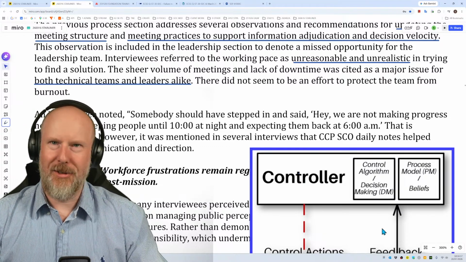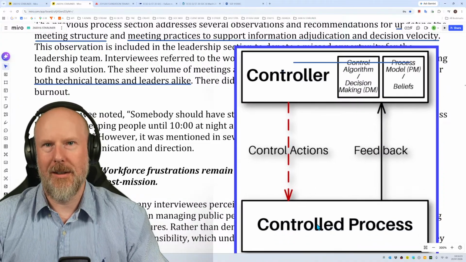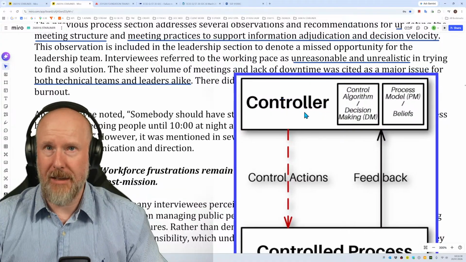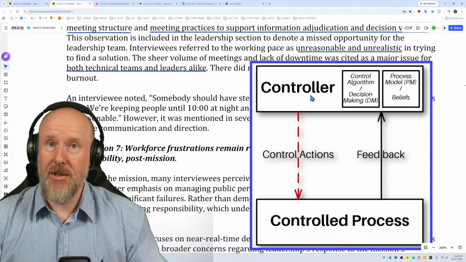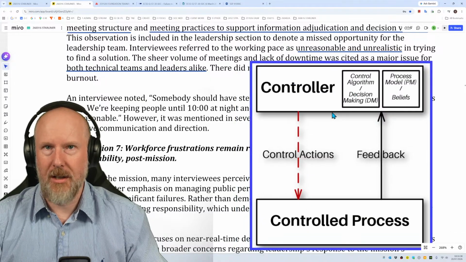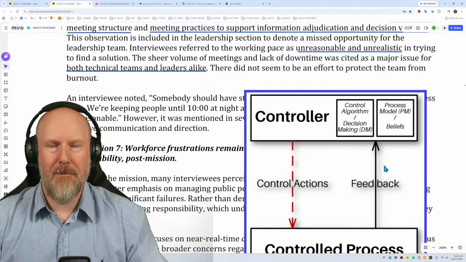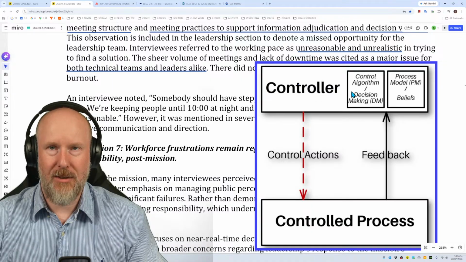Okay, so let's use STAMP to manage the hazard of burnout. So who is the controller that controls the burnout or the potential for burnout in a team? Who has that responsibility? Is it the individuals themselves? I would say to some extent, yes. So what can individuals do to manage their potential burnout risk? But also, what can the leadership do to manage that burnout risk? What decisions do they need to make? What information do they need to be able to make good decisions? What feedback do they need?